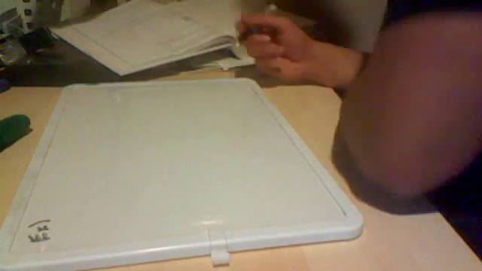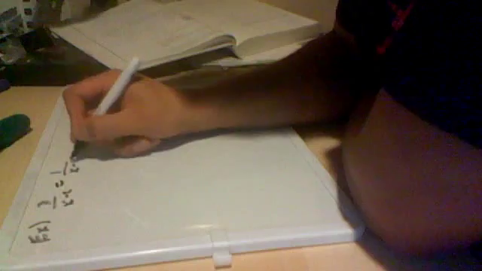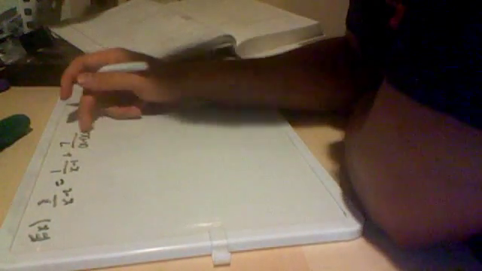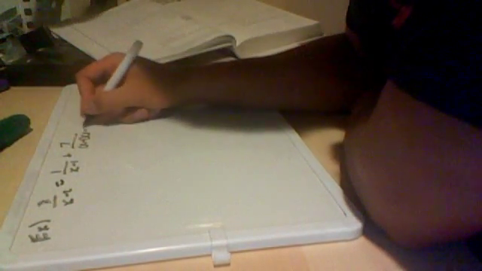Anyways, so we have the equation 3 over x minus 2 equals 1 over x minus 1 plus 7 over x minus 1 times x minus 2. Sorry about that.